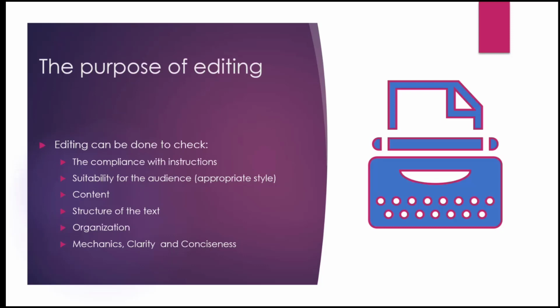Okay, now that we have an idea of what editing and proofreading is, editing can be done through the following ways. We're going to look at all of this in detail. The first is, do you comply with the assignment instructions? Is your style appropriate to the audience? Is the content correct? Is the structure appropriate? How did you organize your ideas? Then you can look for clarity and conciseness. Now let's look at each of these.